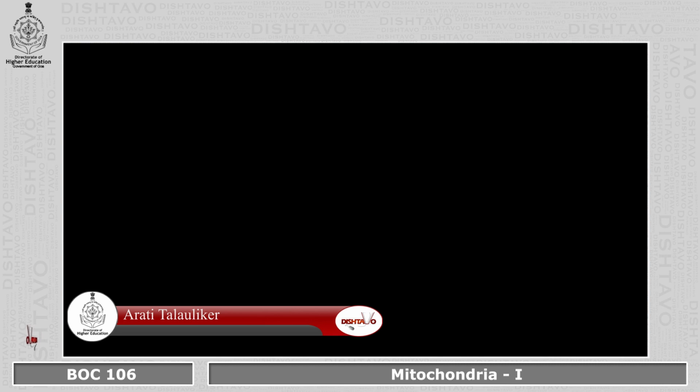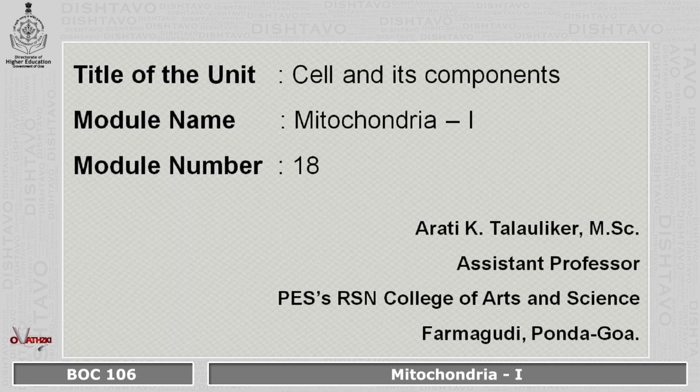Myself, I'm Aarti Talaulikar. Today we are going to talk about the module Mitochondria 1. The module number is 18 and it is from the unit Cell and its Components.